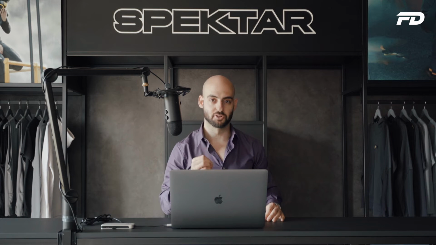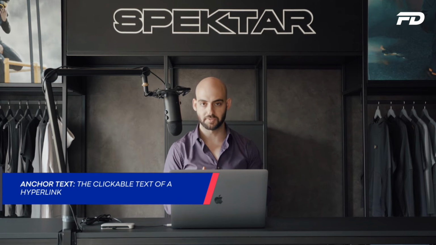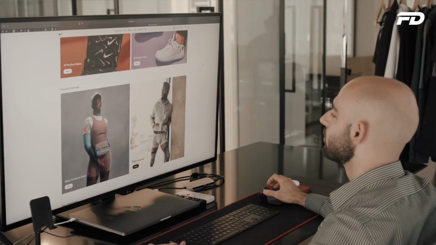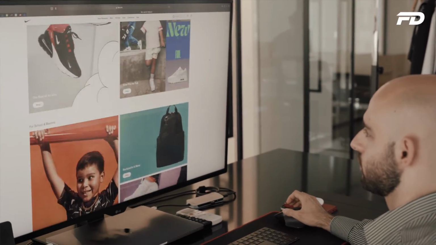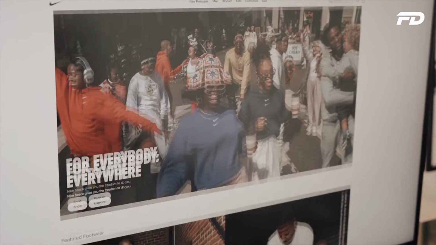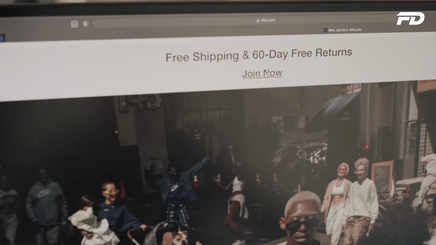Lastly, we have the anchor text. These are going to be the clickable texts on your website that are going to be a hyperlink. And it's easy to spot these ones because usually they'll be shown as regular text, either highlighted in blue and always with a line underneath. So this is usually an indicator of a hyperlink or anchor text.